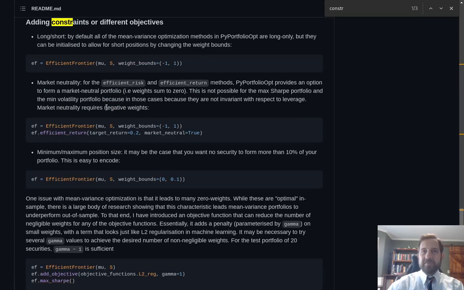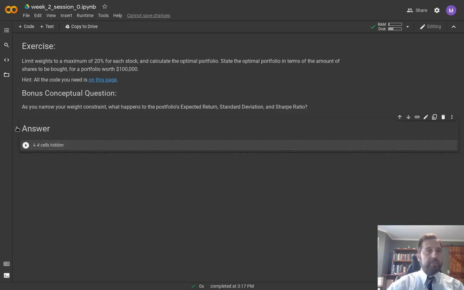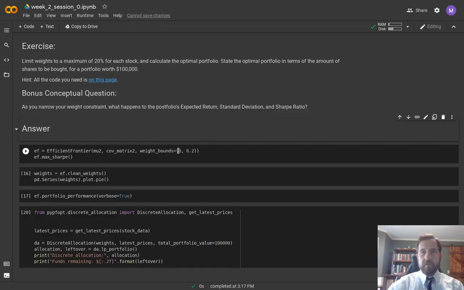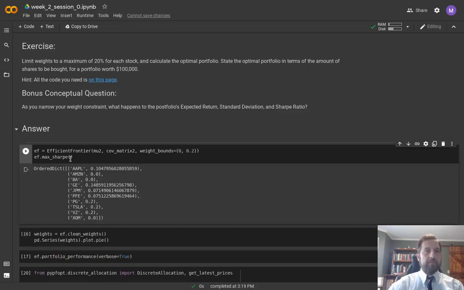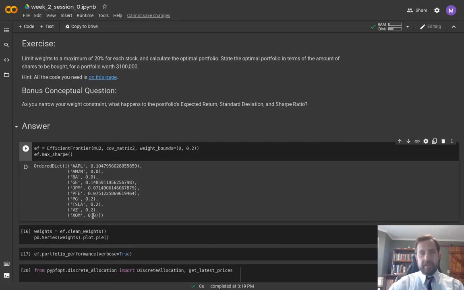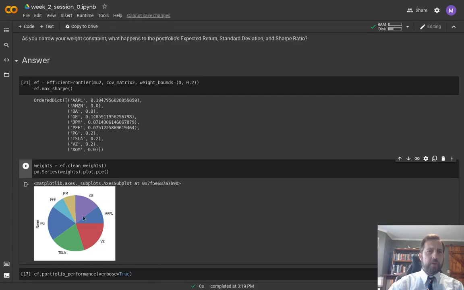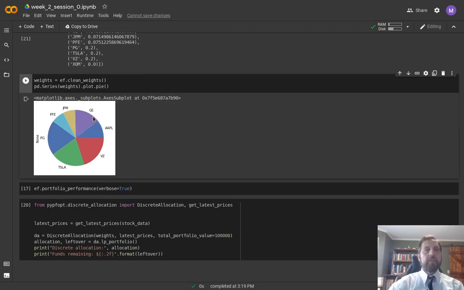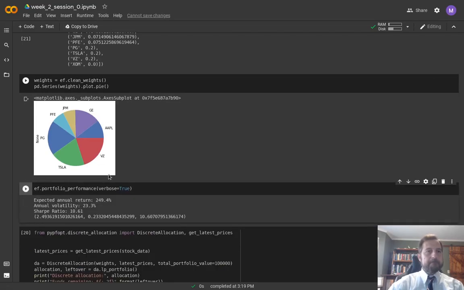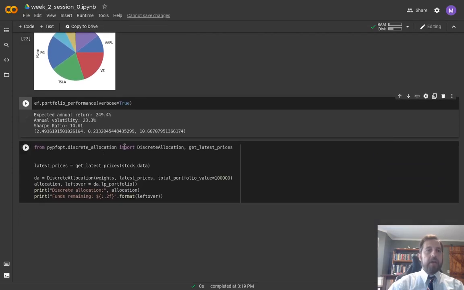So this gives us fundamentally what we need, weight bounds. I have it in here. So we can set the weight bounds from 0, so no shorting, to 20%, and calculate the portfolio weights. Here we have the portfolio weights, and notice we don't have more than 20% in any given stock. We can see we have about 20% in these 3 stocks, and then less in the others. And we can get the Sharpe ratio.